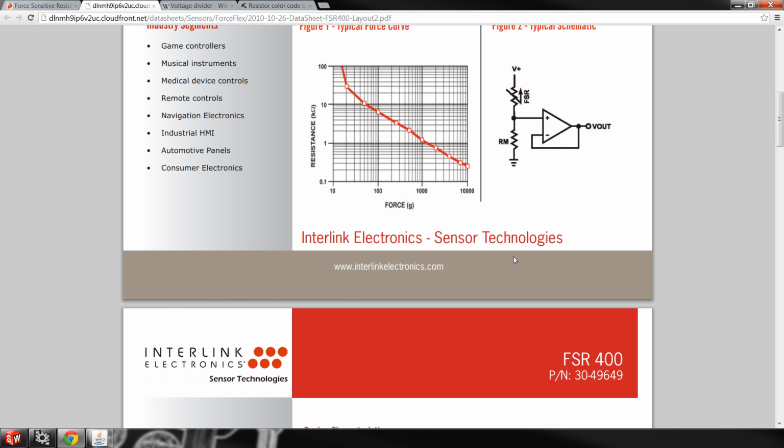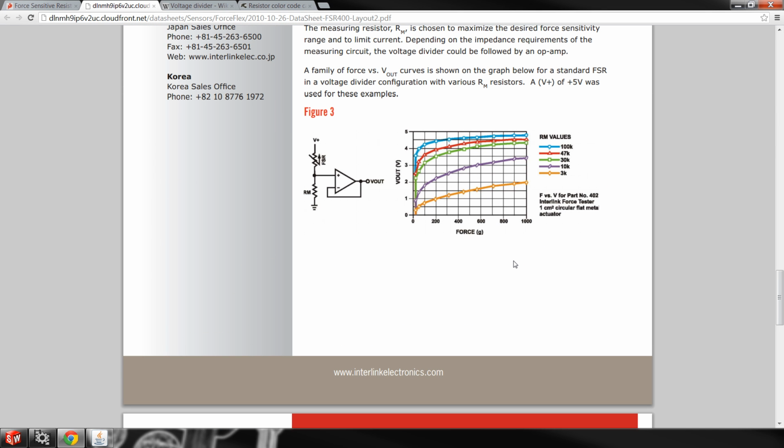So if we go back to the data sheet, go down to this graph here, we see that with different resistance values for Z2, we get different behavior for our force-sensitive resistor. I actually like this purple curve here, so I'm going to go with a 10K resistor.